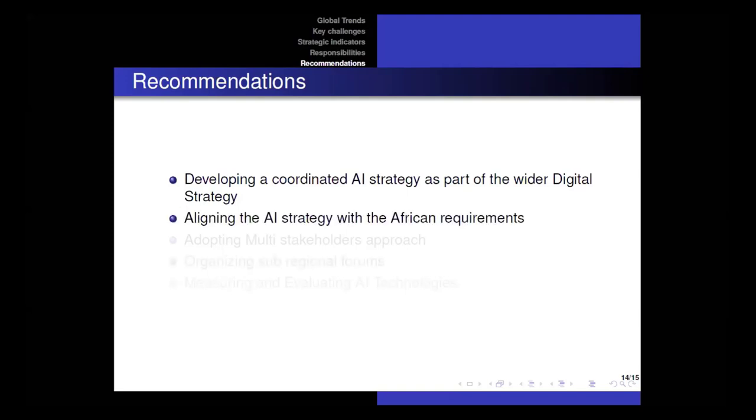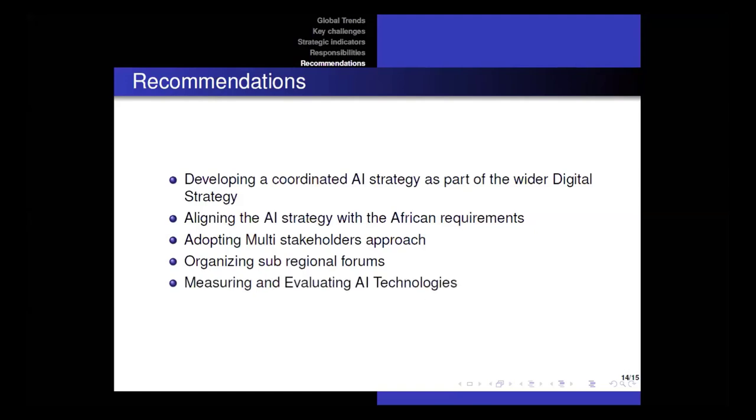We need also to align the AI strategy with African requirements and adopt a multi-stakeholder approach. We need also to organize sub-regional forums to exchange experience between different stakeholders, and measure and evaluate AI technologies according to several standards.